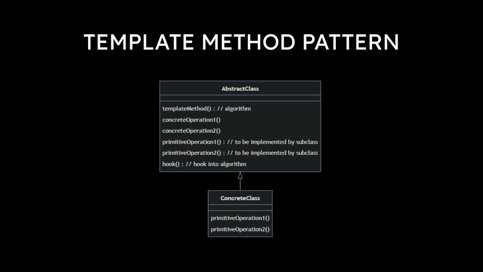Let's look at a quick summary. So a basic class diagram of this pattern looks something like this. There is an abstract class which has a template method which defines the algorithm as a set of steps. And those set of steps are either concrete operations or primitive operations. And lastly, there are some hooks which lets you do some crazy stuff with the algorithm. And concrete classes extend this abstract class and implement their primitive operations.